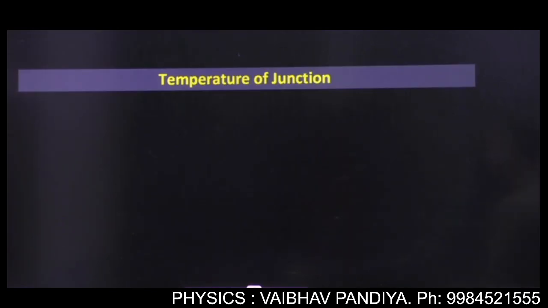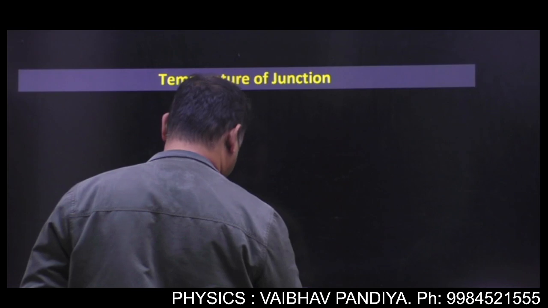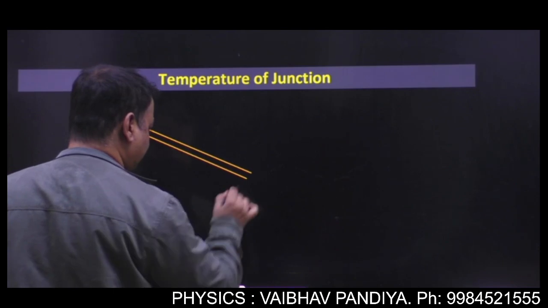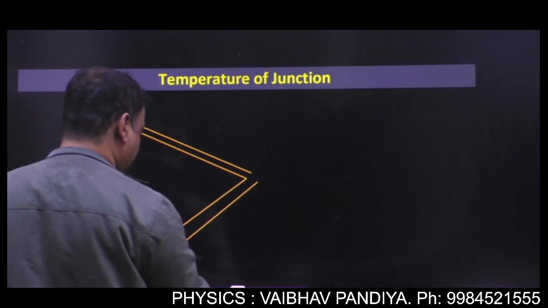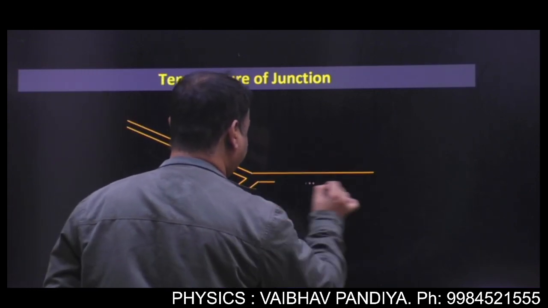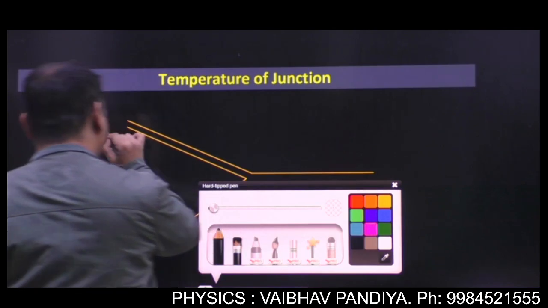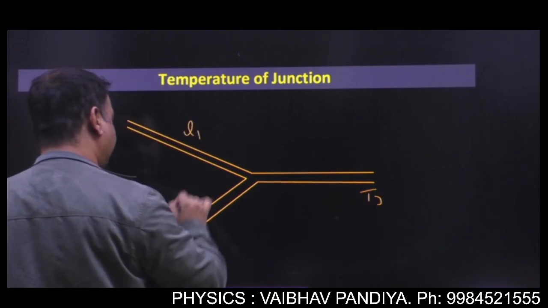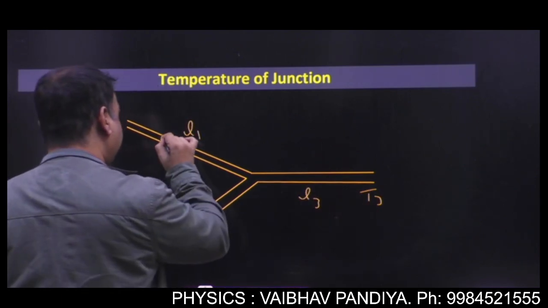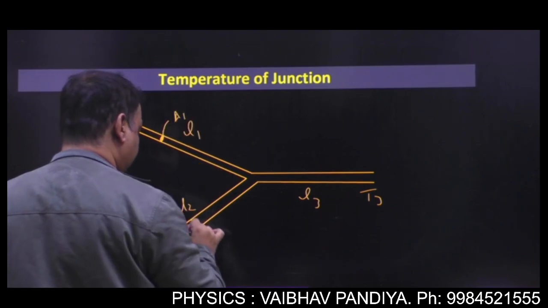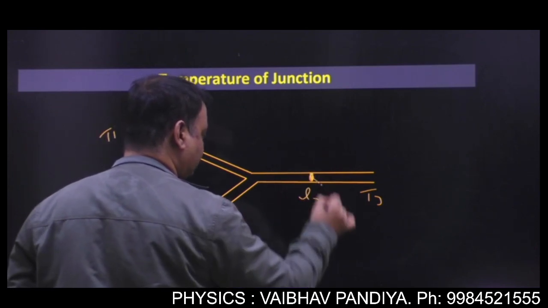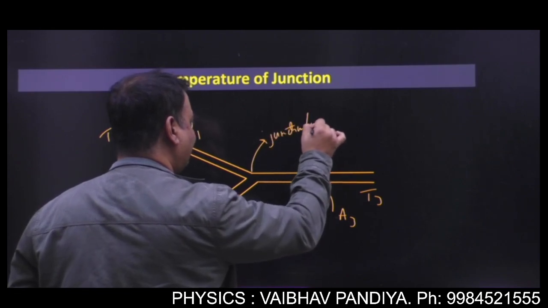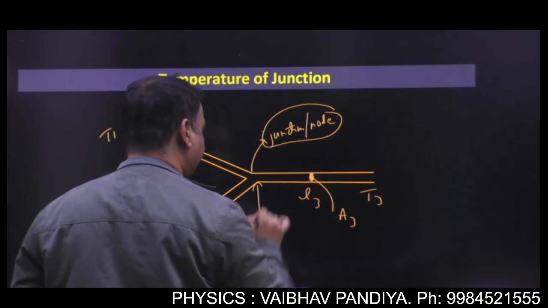Now say the temperature of the junction. In many problems, suppose we are given, and this is again no new concept, simply conservation of energy, suppose we have three rods like this. This has a temperature T1, this has a temperature T2, this has a temperature T3. This length is L1, this length is L2, this length is L3, this area is A1, this area is A2, this area is A3. And this is the junction or node. This is called a junction or node. And you have to find the temperature of the junction.